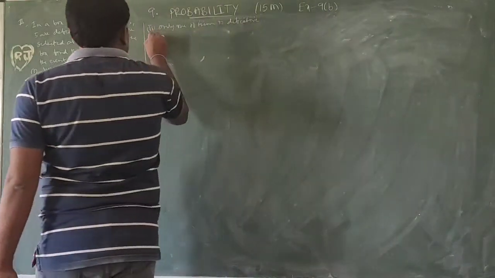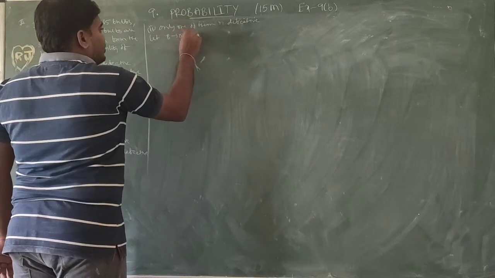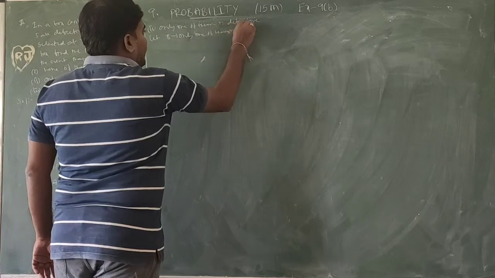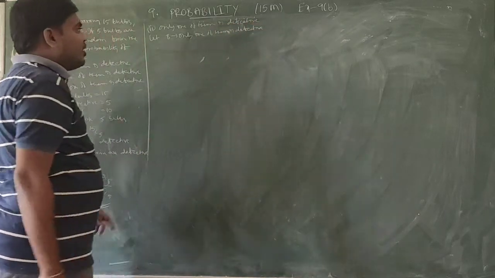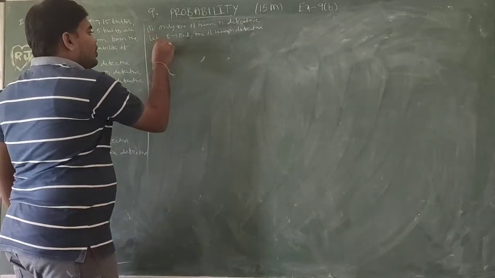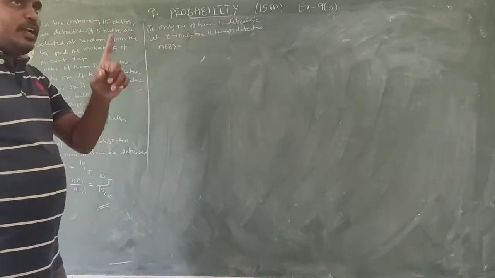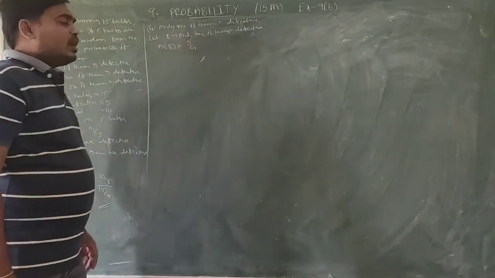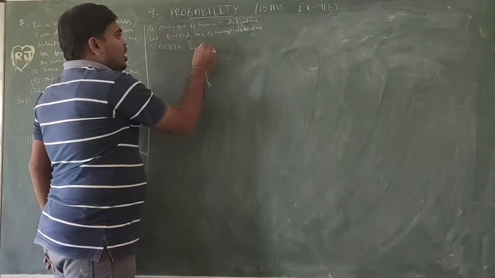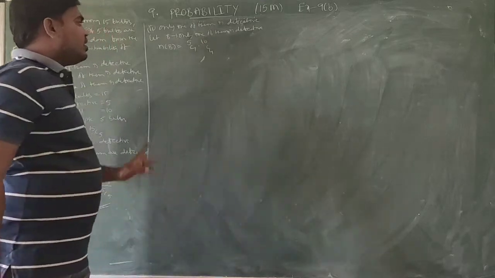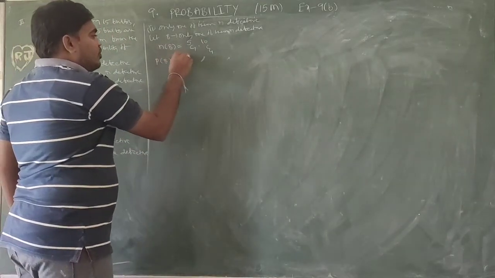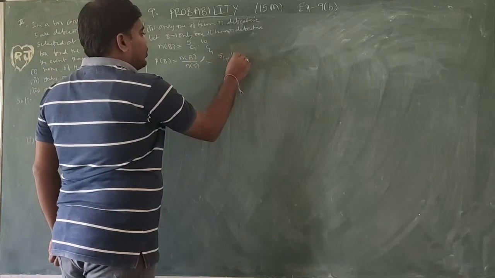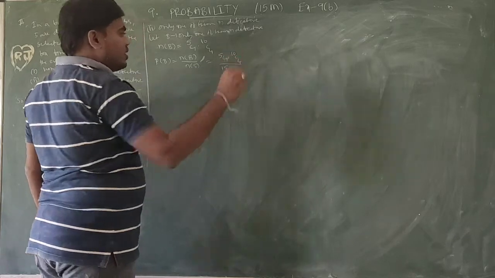Let B be the event that only one of them is defective. We need to take exactly one from defective. n of B: we take one defective bulb, and there are 5 defective. Remaining 4 from good, and there are 10 good, 10C4. This is n of B. P of B equal to n of B by n of S equal to 5C1 times 10C4 by 15C5. So this is the solution.